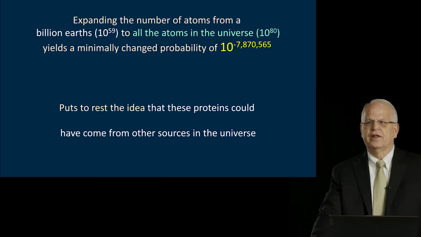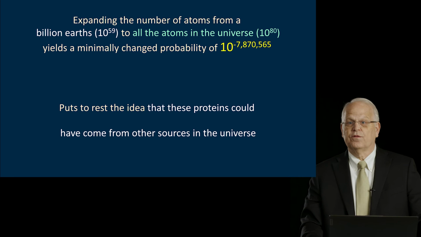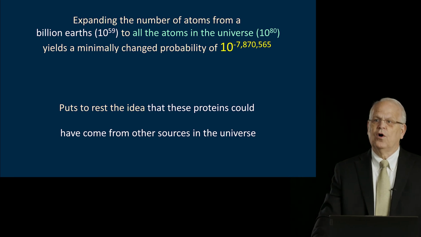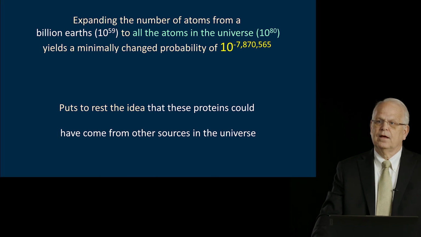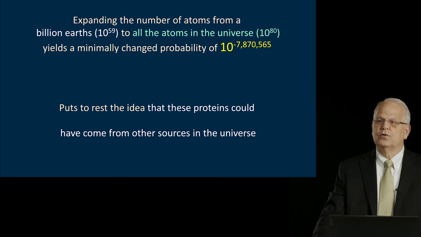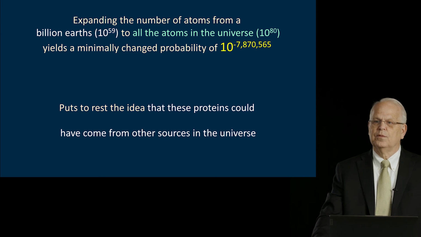Now, a very interesting thing is to expand the number of atoms from 1 billion Earths, which was 10 to the 59, if you'll remember, to all the atoms in the universe, which we know is 10 to the 80th. Now, this actually yields a minimally changed probability. It just changes a few digits at the end. And we still have a probability of making these proteins of 10 to the minus 7.8 million.